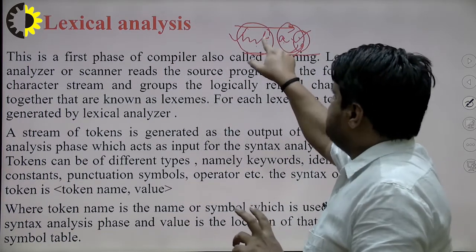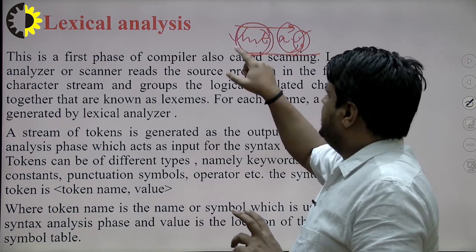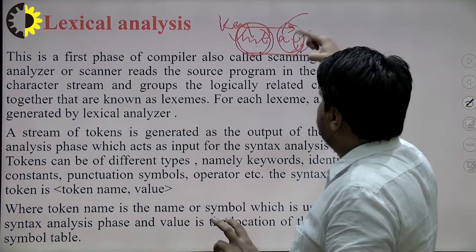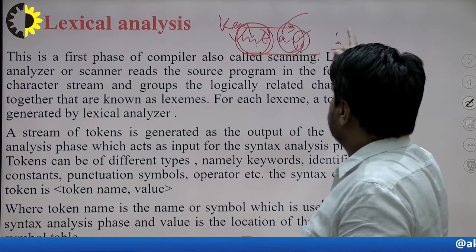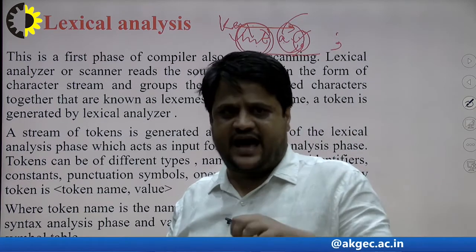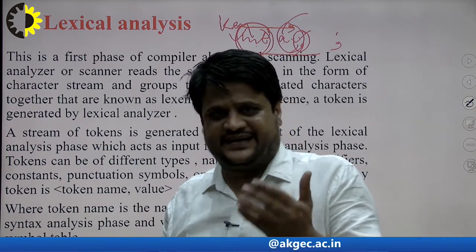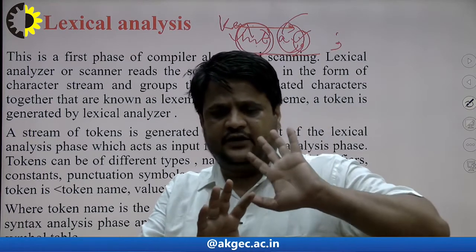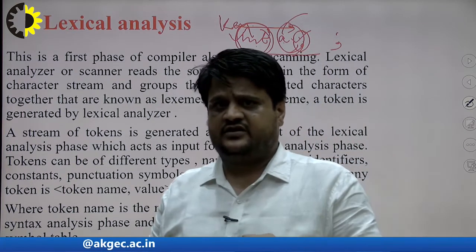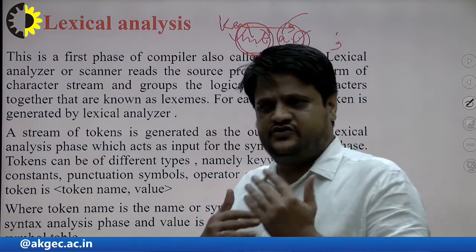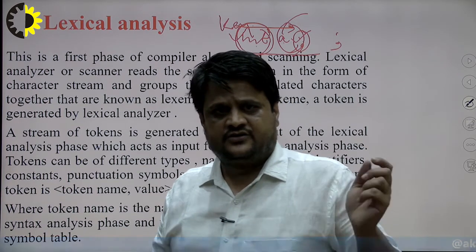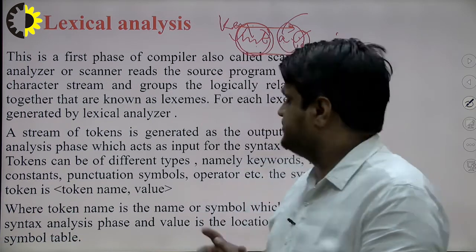So int will be of keyword type, and a is an identifier, and the semicolon is a punctuation mark. So you can say these keyword, identifier, and punctuation are basically tokens. It will generate a stream of tokens. A stream of tokens means there is no space, no line change, and no tab inside the token names. Due to that, these are called a stream of tokens.